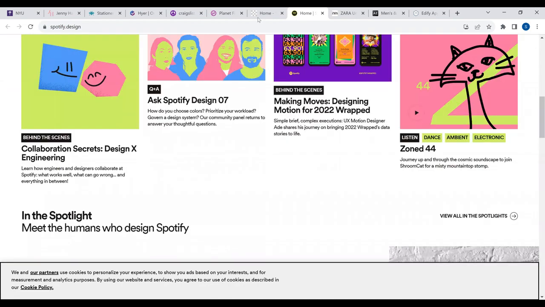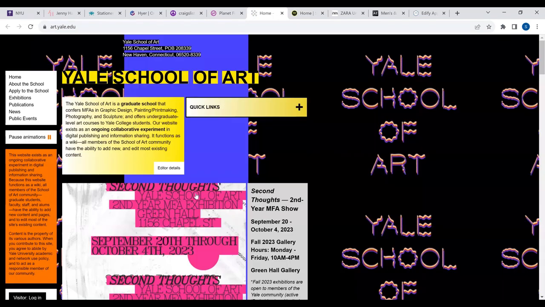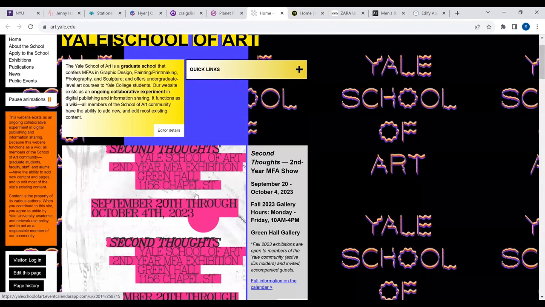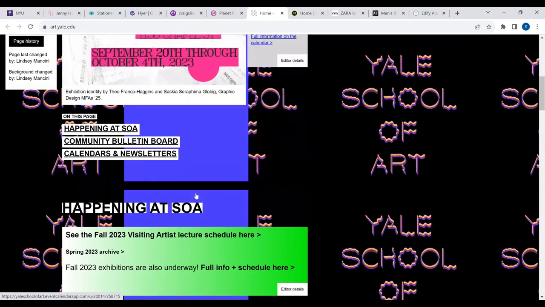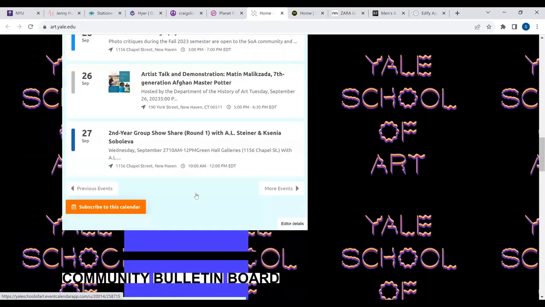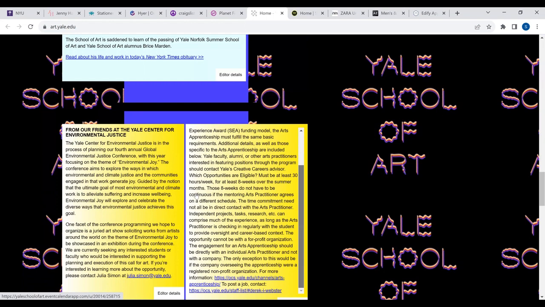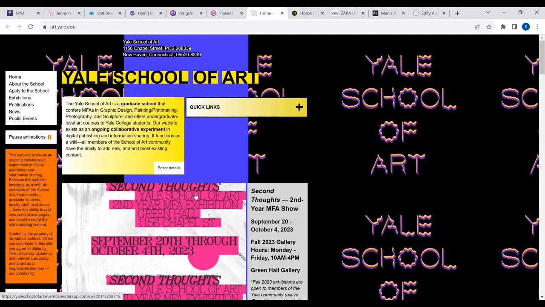And then a bad example is the Yale School of Arts website, which is a legitimate website. It's just all over the place. There's just too much going on. It's all off center. There's too many boxes, too much information. It's not aligned very well at all. So they could do a lot better at providing that alignment and information to their audience.